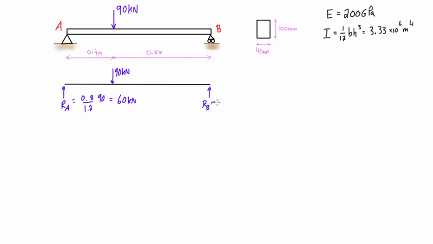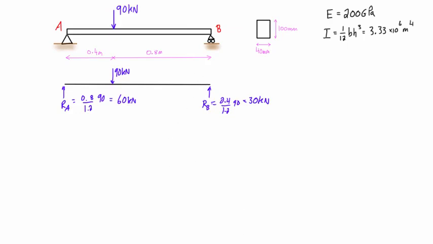And then for our B, we can do the same thing. We'll just take the other side. We have the ratio that's 0.4 over 1.2 times 90. That gives us 30 kilonewtons, and that is our B.